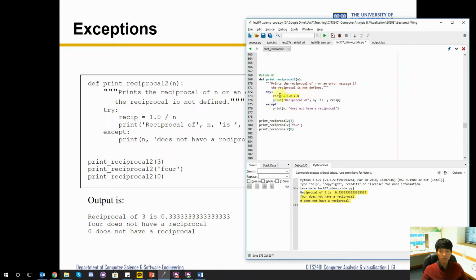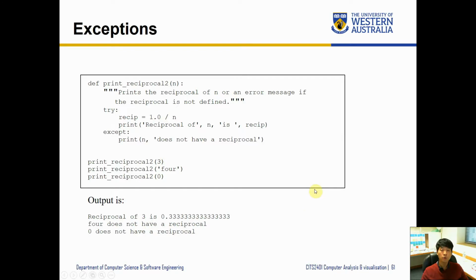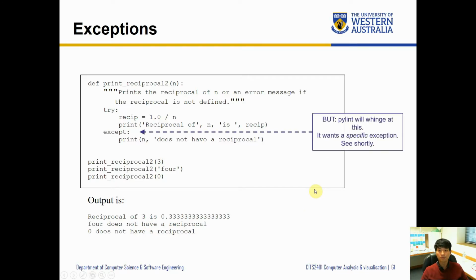If I take this division outside the try block, then I'm going to see the error messages again. So you can try this yourself. What happened was my division reciprocal 1 divided by 3 is fine, so it will print out my normal message. But if this fails, for example, string 4 or 0, then I'm going to say that this one does not have a reciprocal. So this is what we expected from here.